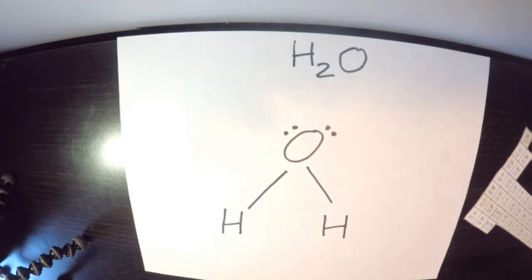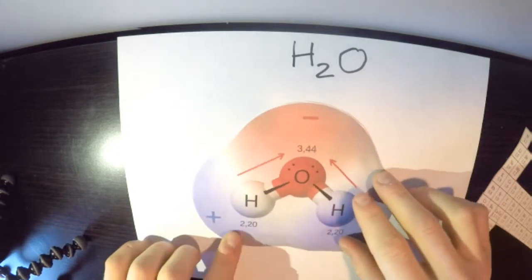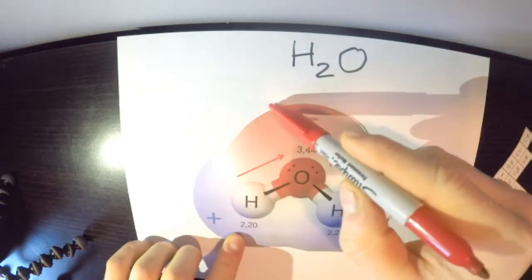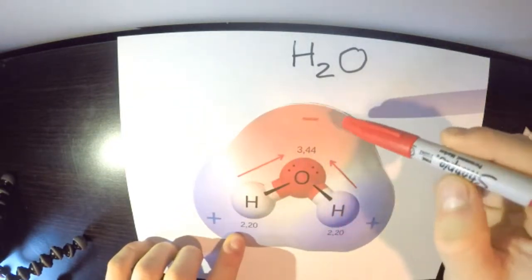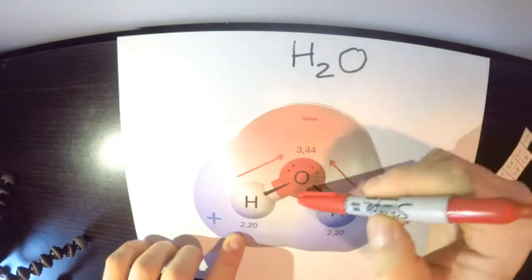Now, water is known to be a polar compound because when we take a look at this, we see that this red area indicates where there's a higher concentration of a negative charge, or where a higher concentration of electrons is located in the compound.